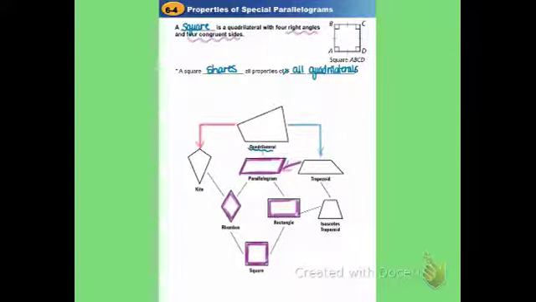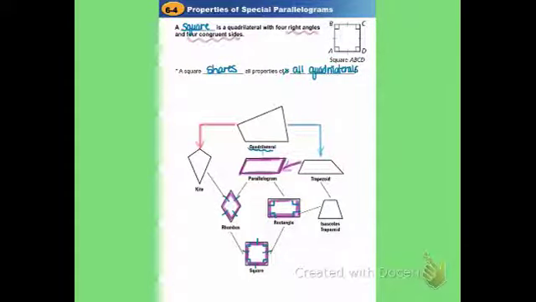There's the generic basic parallelogram, the rhombus that we just looked at today, which has the 4 equal sides, which makes it a parallelogram, the rectangle, which has the 4 right angles, and the square that has all of those properties, 4 equal sides and 4 right angles. But these other figures that we haven't talked about yet, the kite, the trapezoid, the isosceles trapezoid.